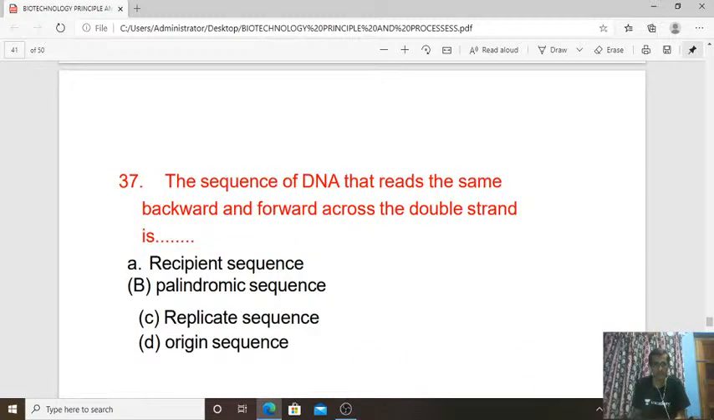Question 37. The sequence of DNA that reads the same backward and forward across the double strand is called what? Recipient sequence, palindromic sequence, replicate sequence, origin sequence. Which is the right answer? That is called palindromic sequence. Answer is B. Next question number 38.